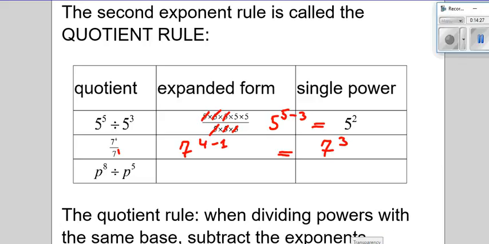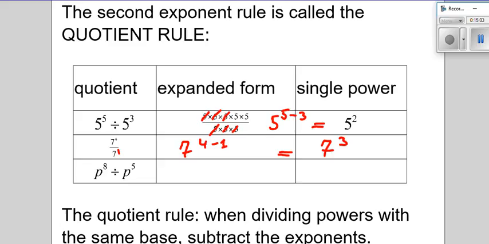So let's get to, we're on our second rule. All right. Okay, so we just went over the quotient rule. I'll just review it with you guys quickly.